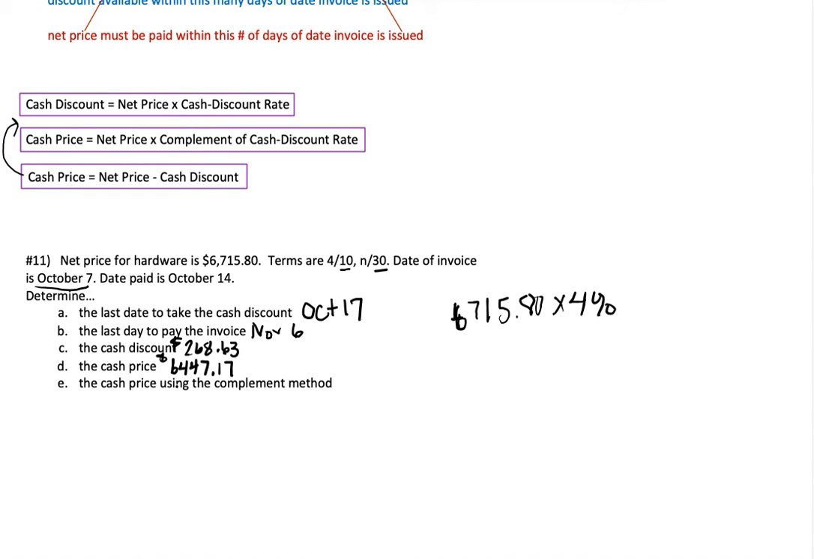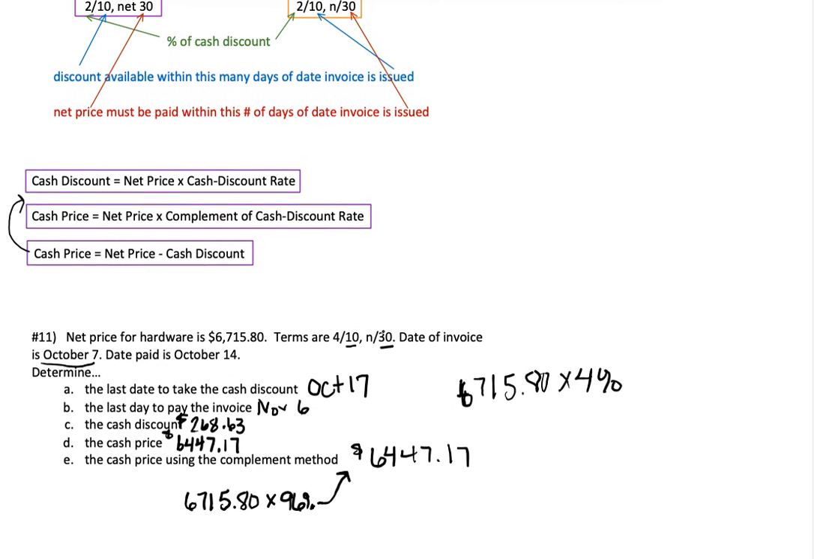And then cash price using the complement method, well, you should get the exact same thing you got in D, but it's just another way of doing it. So you could take your $6,715.80 and multiply it by 96% right away. Yeah. Instead of multiplying it by 4% and then subtracting it. So it's just doing the one-step complement method. So you do get the exact same number, 6,447.17. Okay, that's it for this lesson.